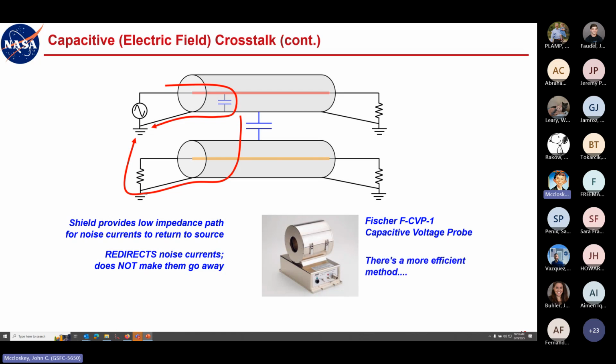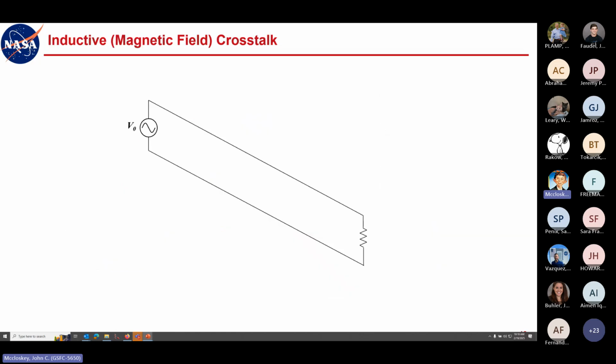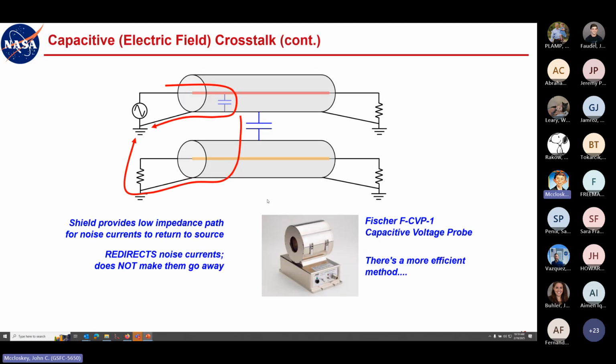But it's a non-standard measurement, and there's actually a more efficient method, which is what I'll talk about now. This gets to inductive magnetic field crosstalk. When you're dealing with shielded cables at the system level, capacitive crosstalk doesn't tend to be your dominant concern. It dominates with traces on a printed circuit board and things like that, and that's a whole separate conversation.